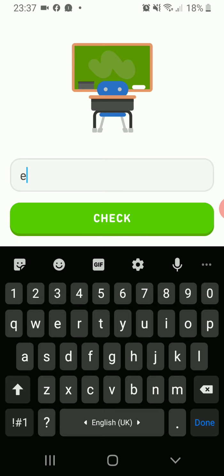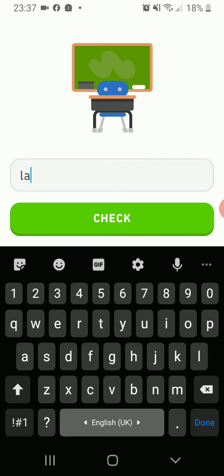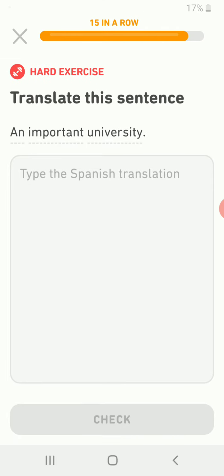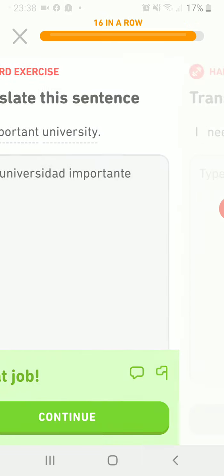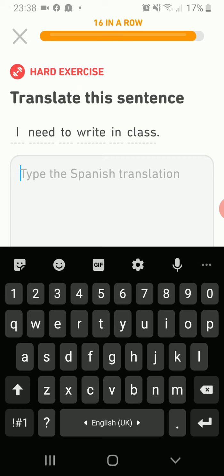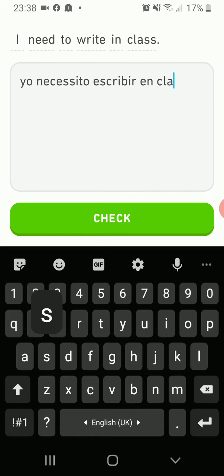And if you remember la escuela, but is it infinitive or is it the school? Yes, it's a definite article. La escuela. And what else? An important university. Una universidad importante. Good. And I need to write in class. Yo necesito escribir en clase. That's how you say it. Necesito with one S. Okay.